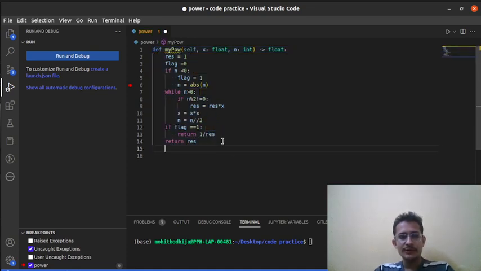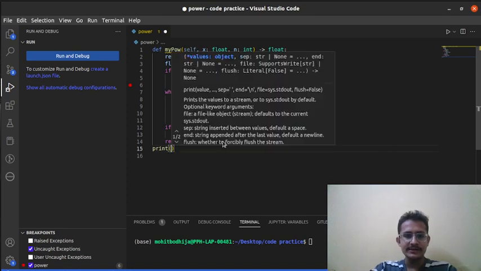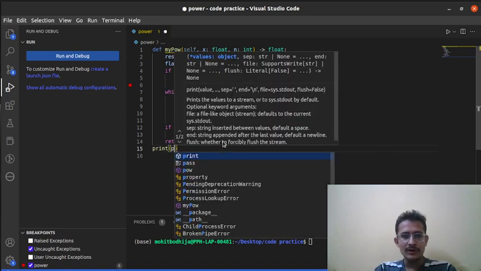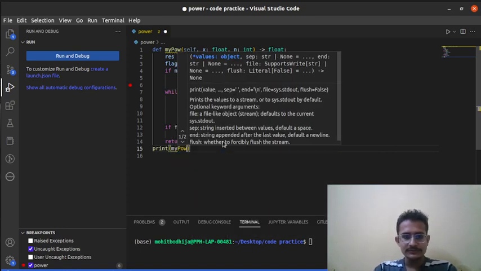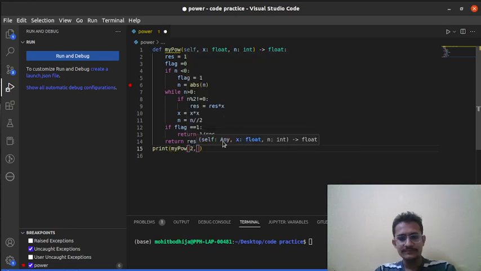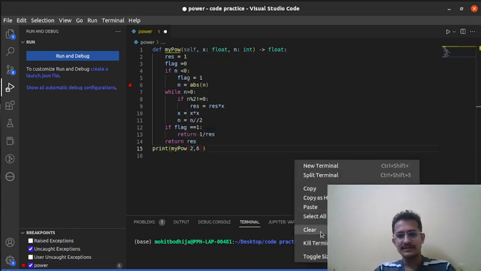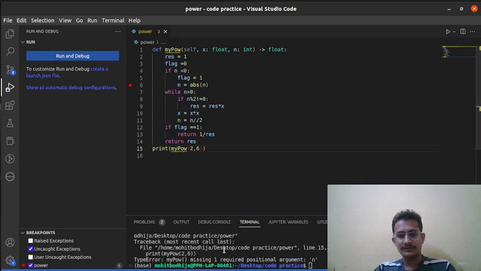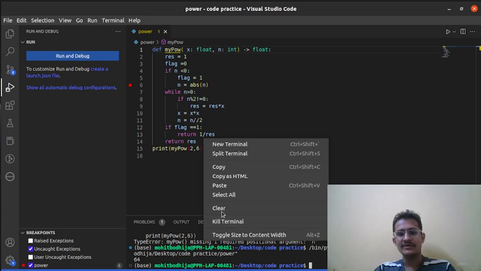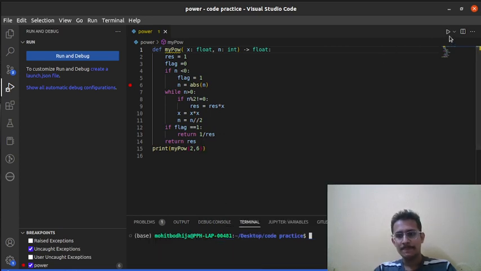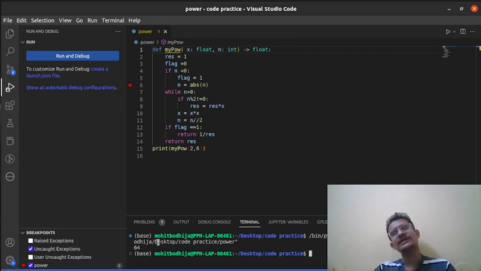I am going to call the function print, and this time I am going to call my power function with the values 2 to the power 6, and let us see whether this is working or not. It is saying one argument is missing. Let us try to remove this self. Now it is working absolutely fine. 2 to the power 6 is 64. Yes, 2 to the power 5 is 32, and 2 to the power 6 is 64.